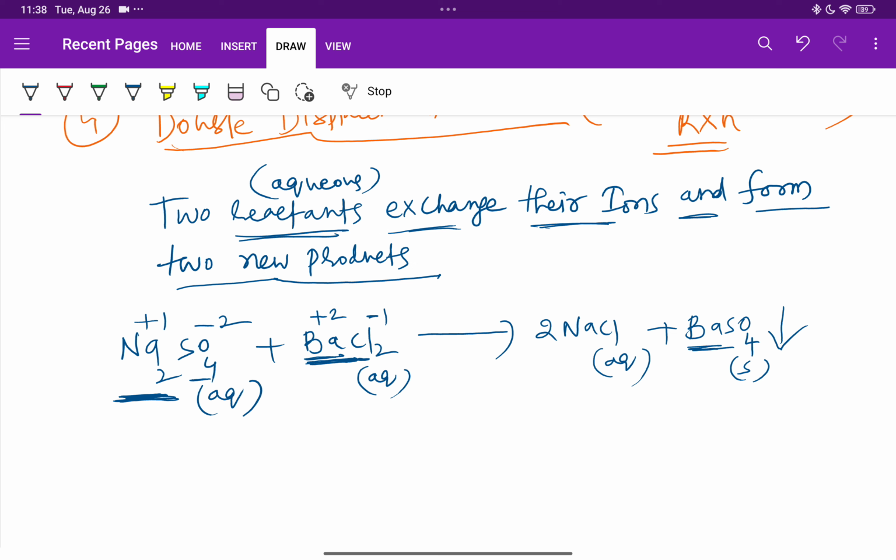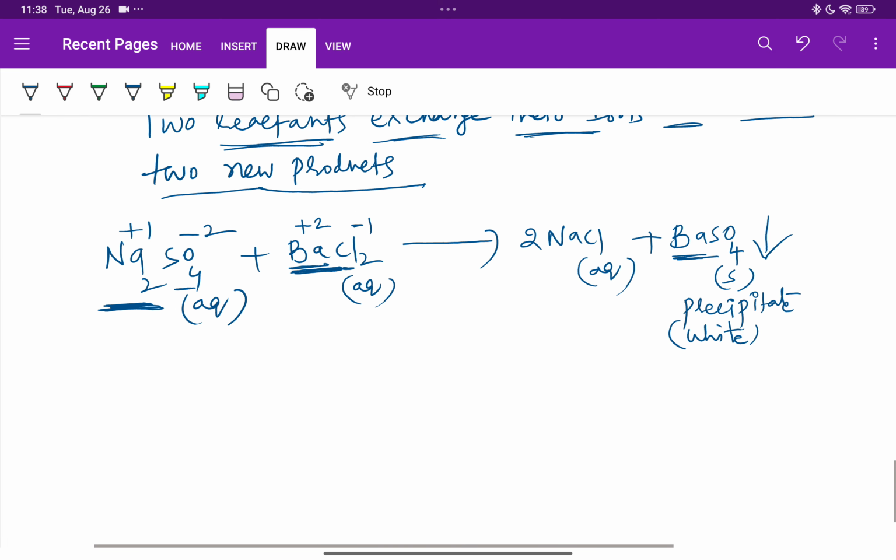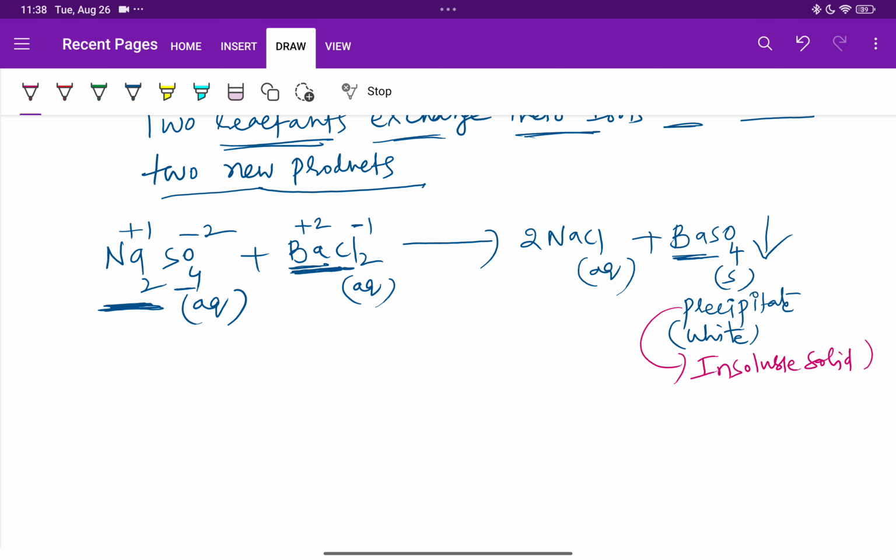So any formula with a downward arrow on the right side is called a precipitate. So barium sulfate is a precipitate, which is white in color. So what is the meaning of precipitate? I told you many times, precipitate is nothing but an insoluble solid. And beside the precipitate, the byproduct is always called supernate. In the reaction, if a precipitate is there, definitely you will get supernate. Supernate is the liquid you get around the insoluble solid.